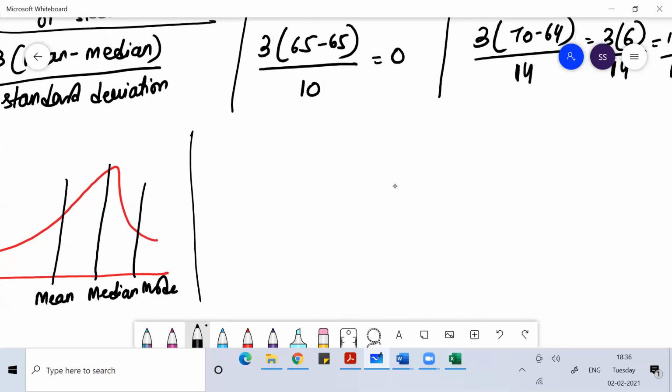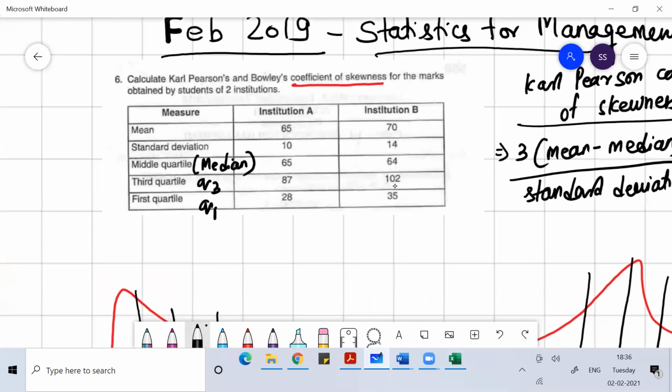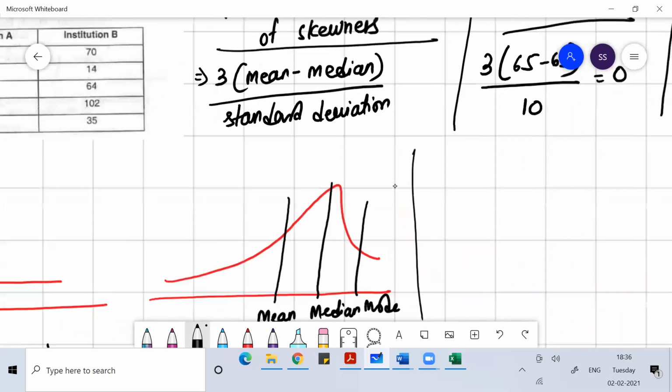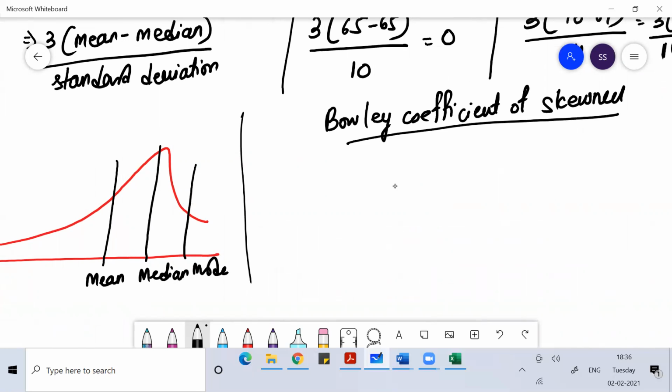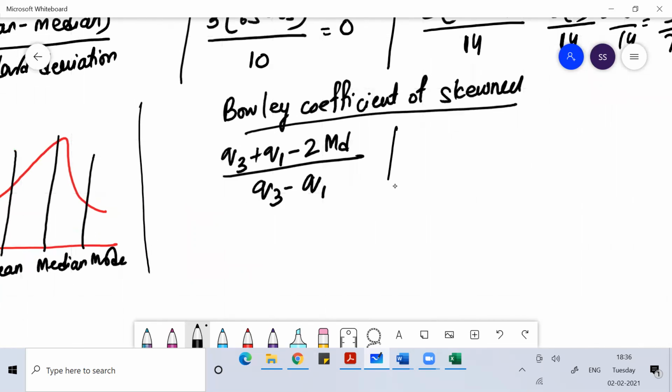Similarly, what you want next is Boyle. So Boyle's coefficient of skewness is Q1 plus Q3 minus 2 times of median, divided by Q3 minus Q1. So you can do this for institution A.